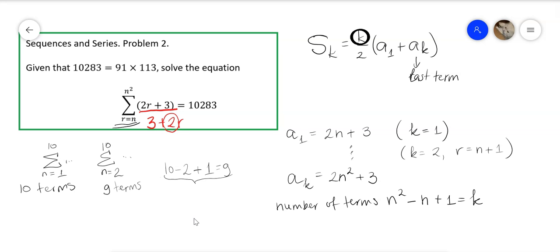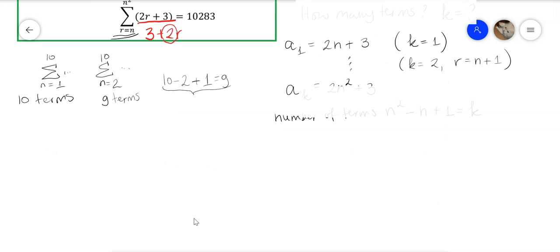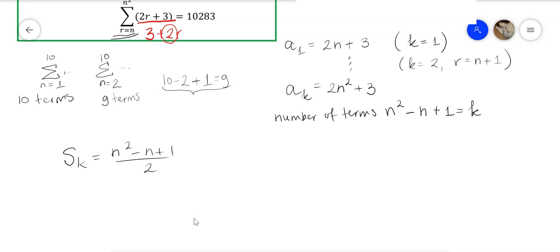Okay, so now we are ready to substitute all of these expressions into the formula for the sum of k terms of an arithmetic sequence. So S_k equals k over 2, which is n squared minus n plus 1 over 2, times a_1, which is 2n plus 3, plus a_k, which is 2n squared plus 3. And this is equal to 10,283.